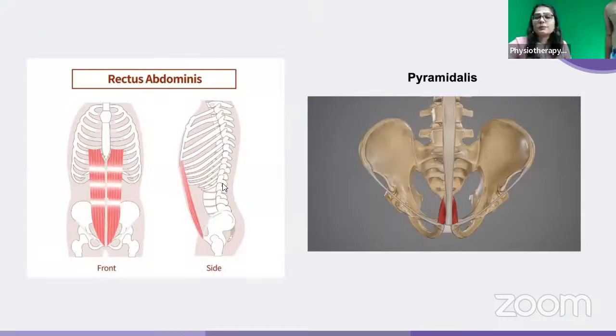So this is the pictorial representation of the rectus abdominis, which started here and got inserted into the xiphoid process and your costal cartilages. Okay. Next is the pyramidalis muscle. Over the pubic crest, and it gets inserted into the linea alba.